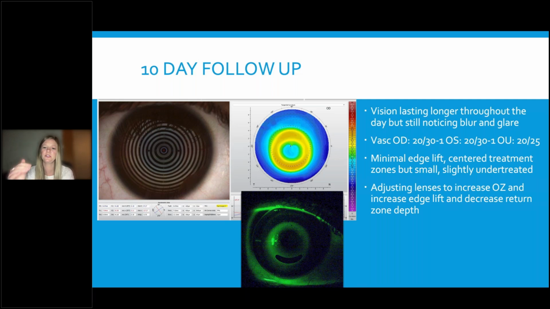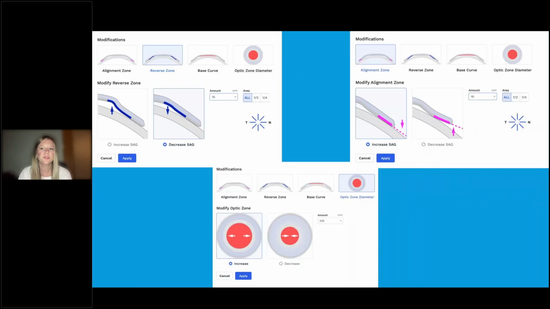And then I just wanted to decrease the return zone depth as well, just to give her a little bit more treatment. So the nice thing when you're doing Night lens is you can go back to your design and we can actually do a few modifications, okay? So these are some modifications that you might see with Night lens. So the one thing I wanted to do is I wanted to open up her optic zone diameter because she was still getting some glare and halos there.